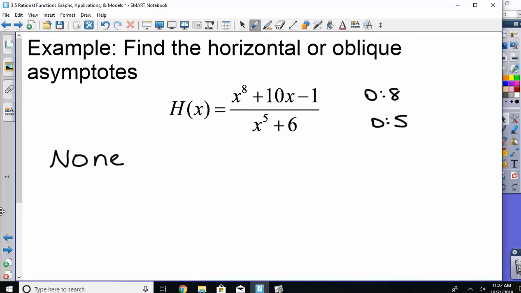Questions there? Just exactly 1 bigger. Top is 1 bigger.